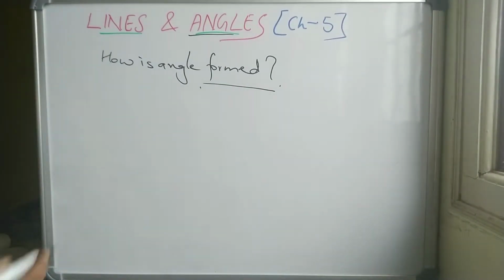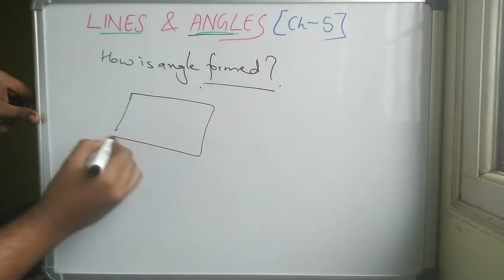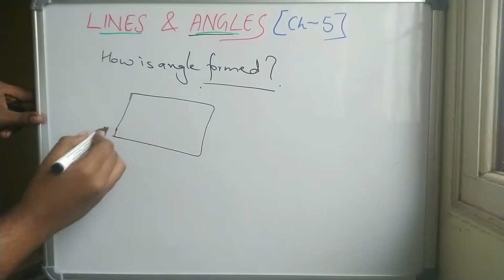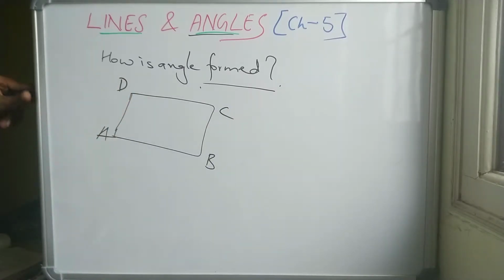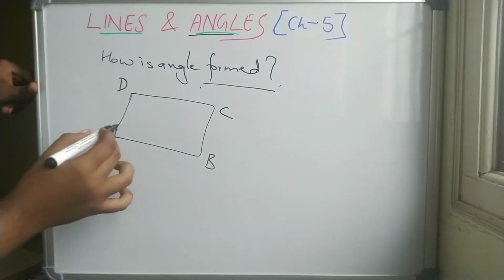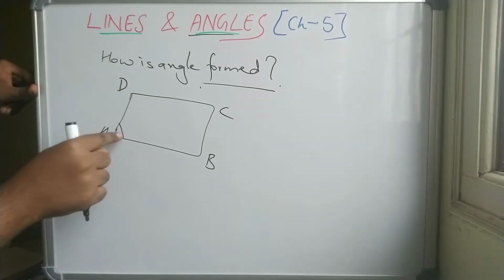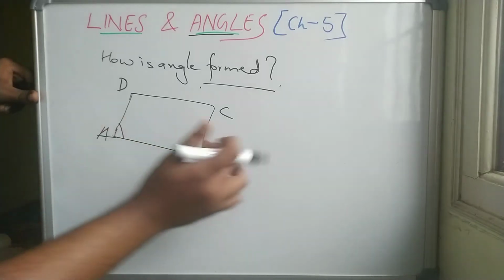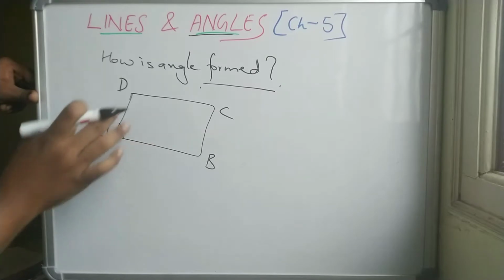Fine. Now how to name an angle? Suppose I take a parallelogram or any quadrilateral. Suppose I take A, B, C, D. Suppose I have to name this angle. Right? Two line segments joining at a point form an angle. So this is an angle. This angle I have to name. How do I do that? Basically, you can do it in two methods. Now here it is not complicated, it is a single angle.